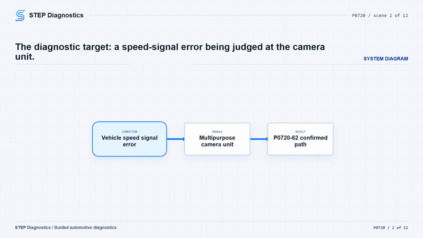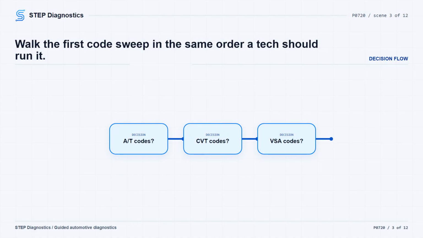Treat this like a plausibility diagnosis. Do not jump straight to a part. First, make sure the other systems that supply or validate vehicle speed are clean. Start with the basic system checks. Turn the vehicle to on mode and use the HDS to check the PGM-FI system for codes. If any codes are present there, check what they mean first before continuing this P0720 path.